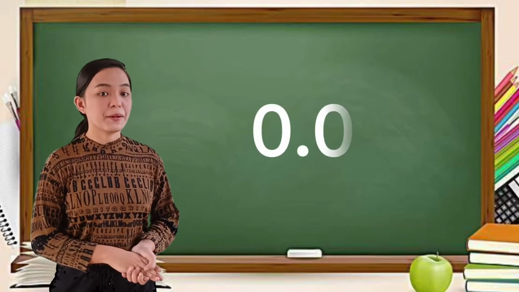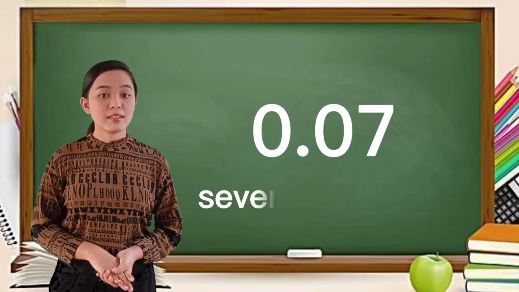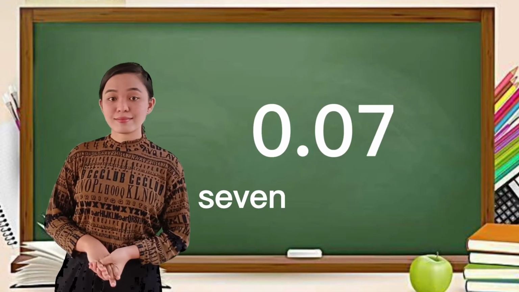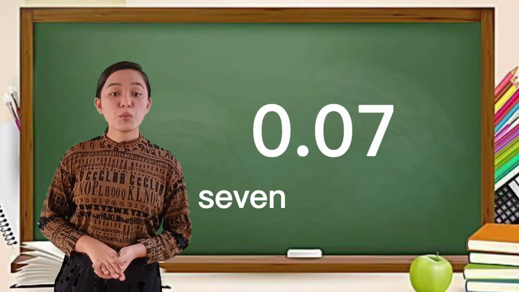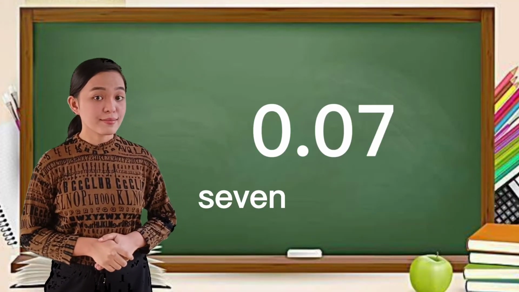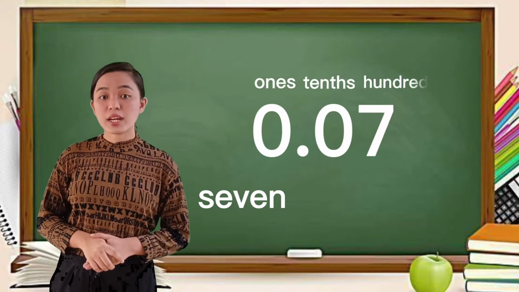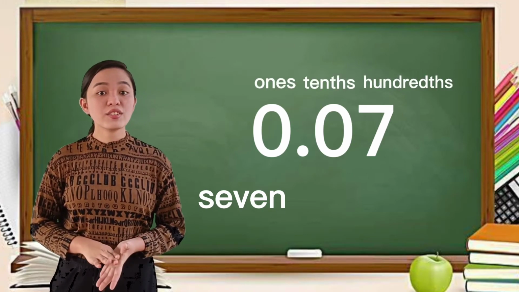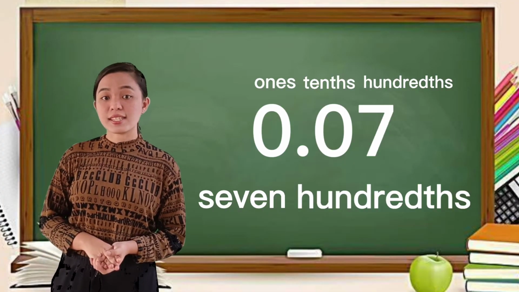Now, in this example, let's read it first like a whole number again. 7. And what is the last digit? Okay, very good. The last digit is 7. And what is the place value of 7? Okay, let's count. Ones, tenths, hundredths. So 7 is in the hundredths place. Therefore, it is read as 7 hundredths.